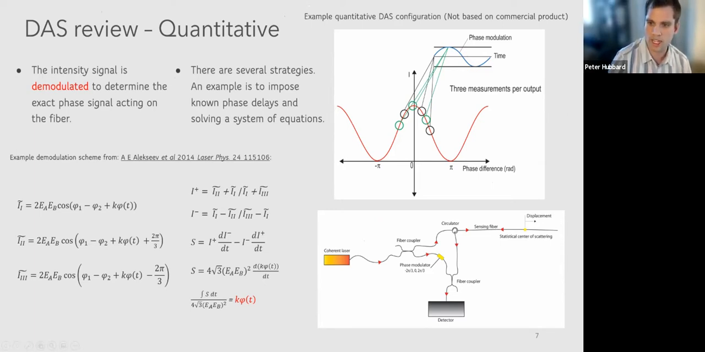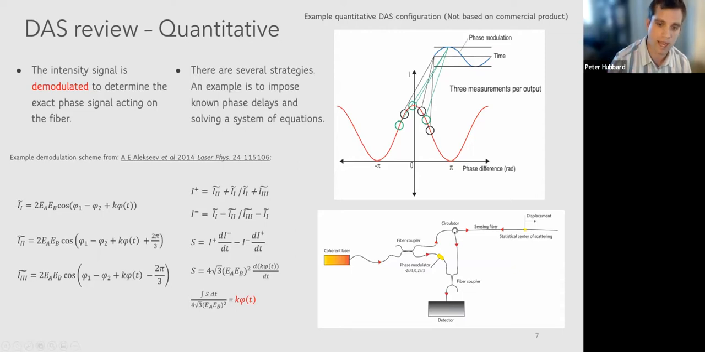And what's going on here is rather than having our random phase bias that we don't know, we add a known modulation to one of our sides, which is basically saying we're going to absolutely know what our phase difference is between our sensing leg and our reference leg. So in our interferometer, we're now taking multiple measurements to make one phase observation, and we can reconstruct the exact phase signal that's acting on our fiber because of this known phase modulation.